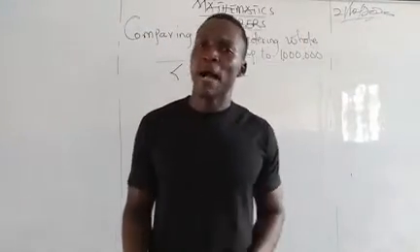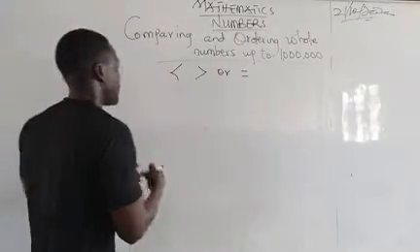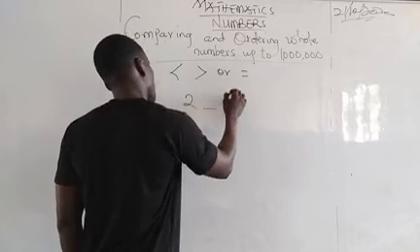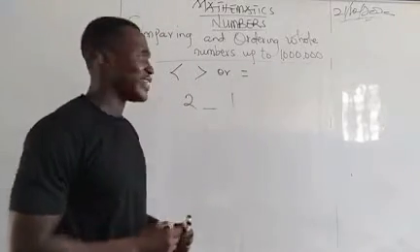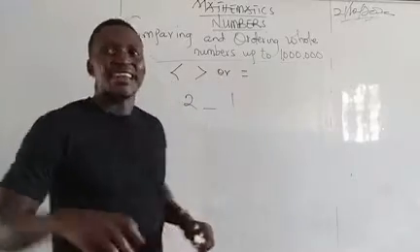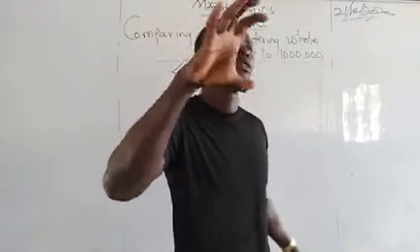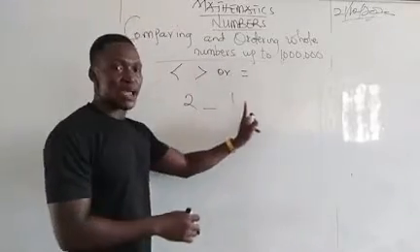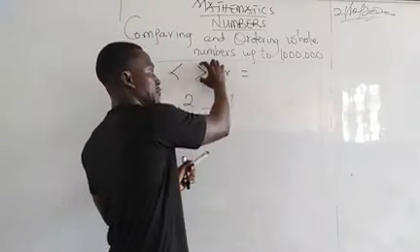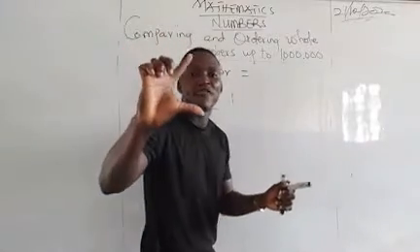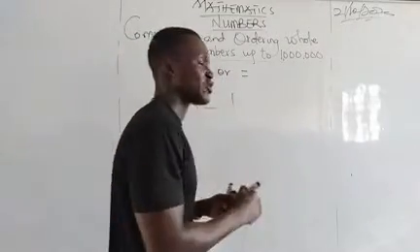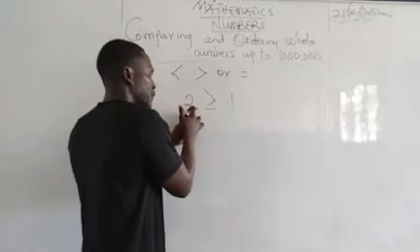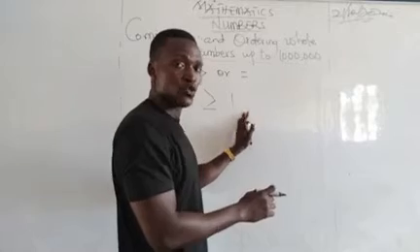So when I have 2 and 1, the mouth of the sign always opens towards the bigger number. So I'm going to open it towards the 2, because 2 is greater than 1.